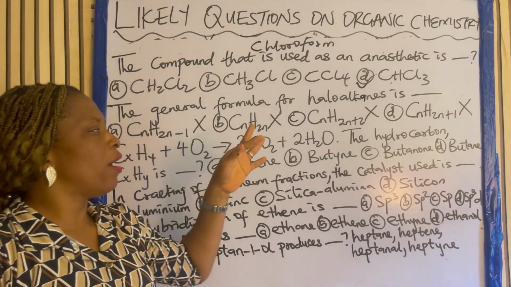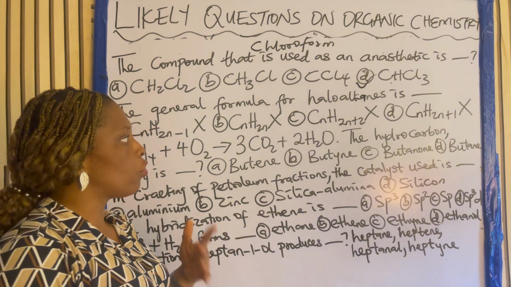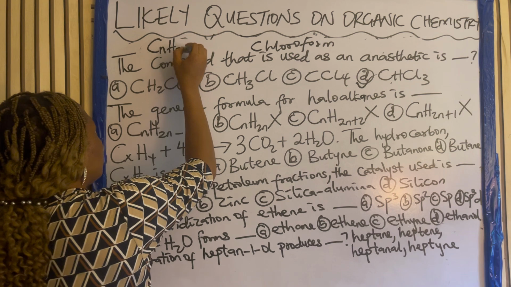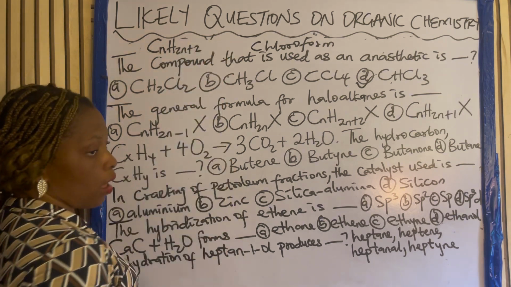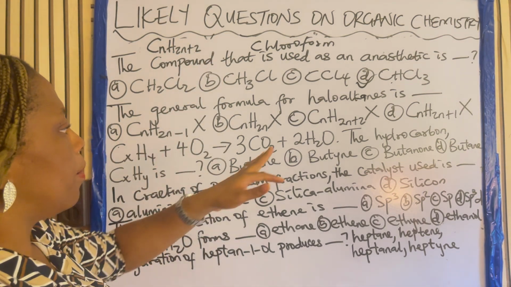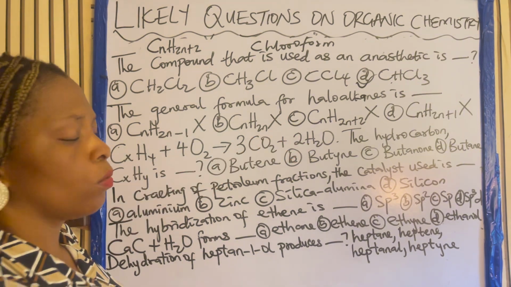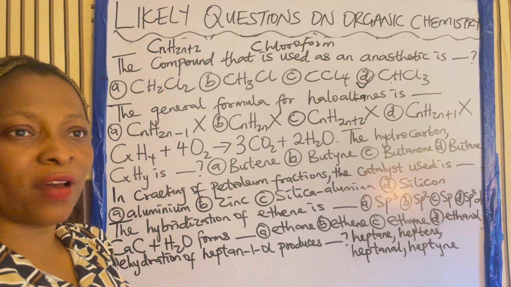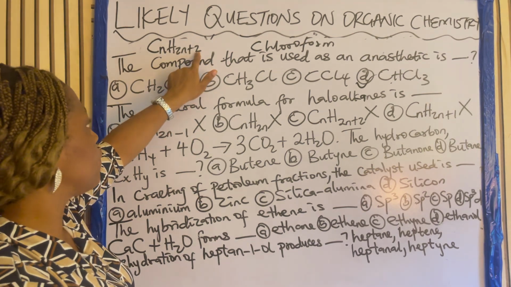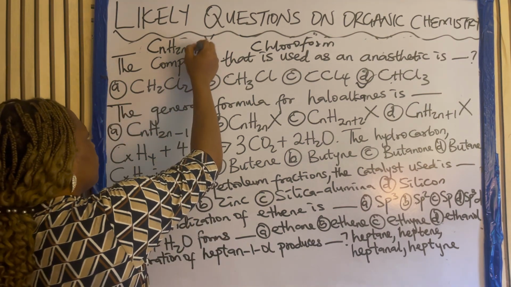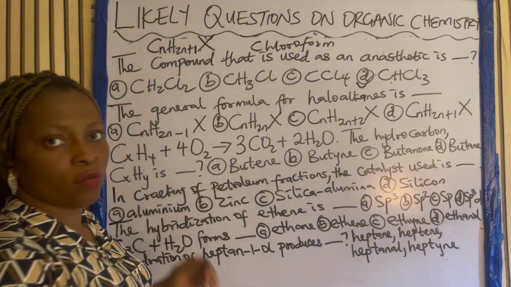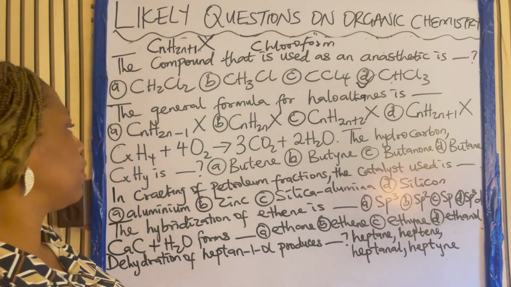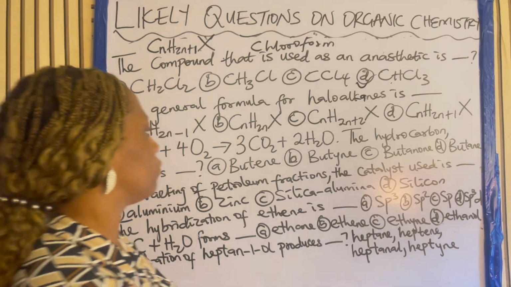Next, the general formula for haloalkanes is, so you ask yourself, what is an alkane? The alkane formula is CnH2n+2. Are we there? Then, halo is halogen. So, because there is an addition of halogen there, you are going to remove this plus 2 and convert it to plus 1. Then add your halogen, whatever you want to add. So this is the formula for haloalkanes. So which one answers the question? D.